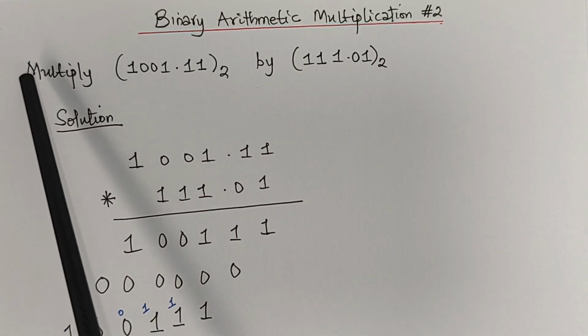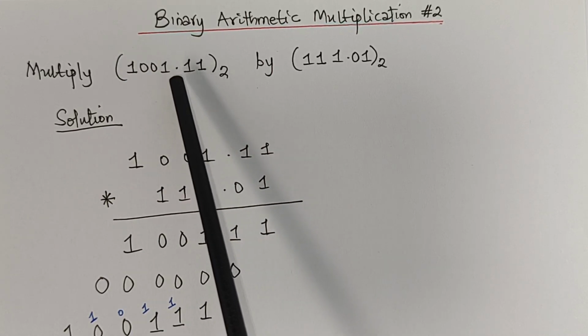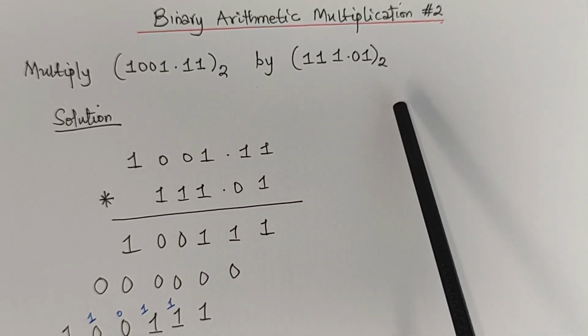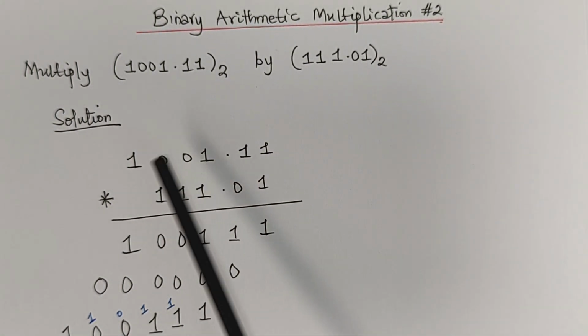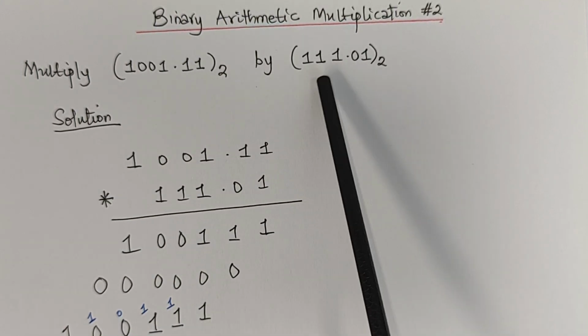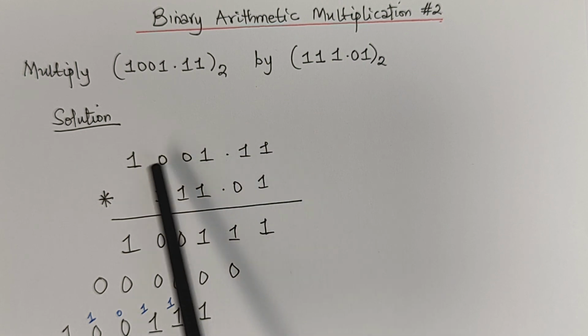So here we are asked to multiply 1001.11 in base 2 by 111.01 in base 2. So our result is expected to also be in base 2. So all we need to do is to spread out this value you can see here and then multiply by this. So we are going to go through this multiplication step by step.